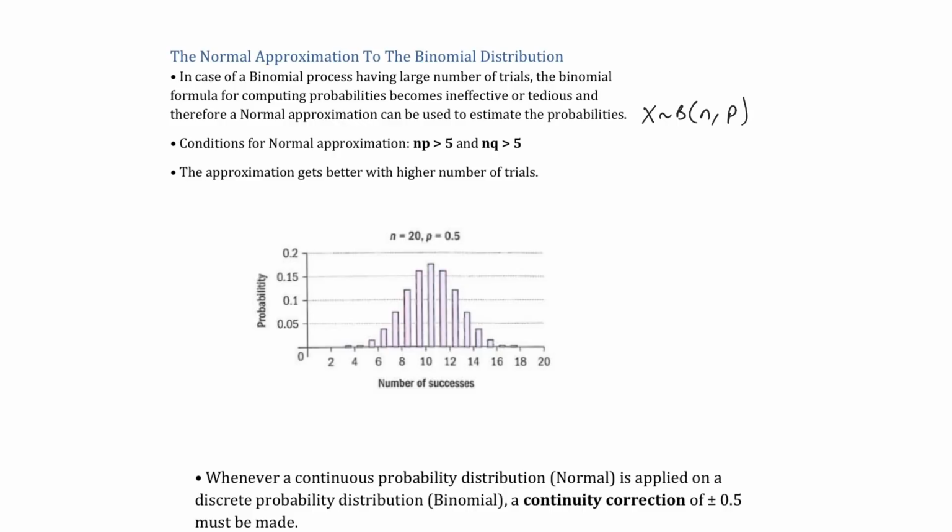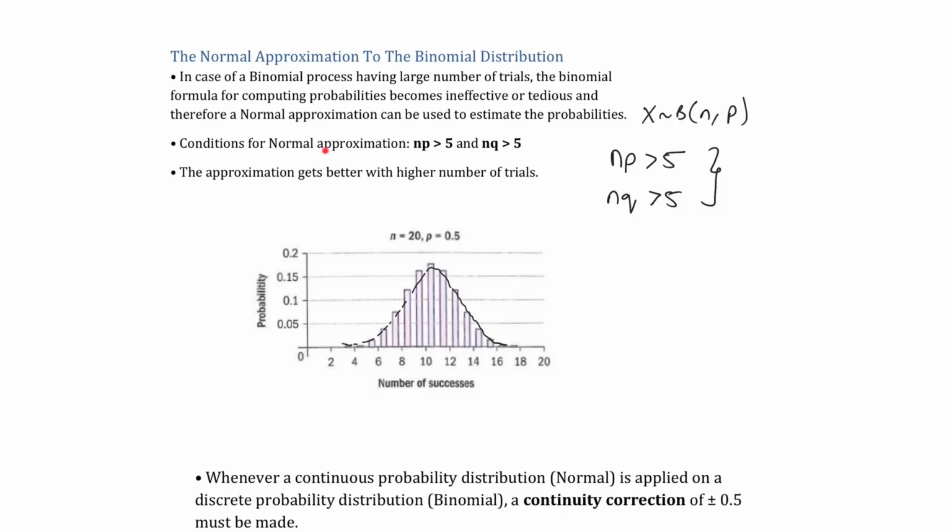So statisticians have concluded that if the product of np is greater than 5 and nq is greater than 5, then your binomial distribution is more symmetrical, similar to a normal distribution. Okay, so I'll just read this out. In case of a binomial process having a large number of trials, the binomial formula for computing probabilities becomes ineffective or tedious, and therefore a normal approximation can be used to estimate the probabilities.